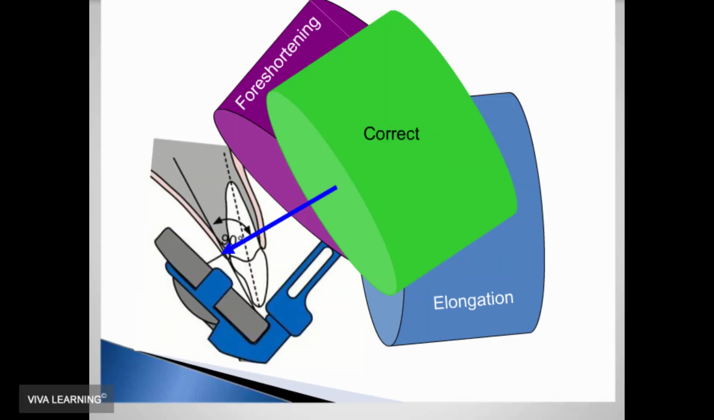If you're using a bisecting angle technique, foreshortening occurs when your angulation is the plane of the receptor rather than the bisecting plane. Elongation occurs when you're in the plane of the tooth rather than the bisecting plane. So remember, in bisecting angle, the correct angulation is the compromise between the tooth plane and the receptor plane. It's much like you have a big slice of pizza here formed by the tooth and receptor, and you're going to divide that in half to share it equally between you and your friend.